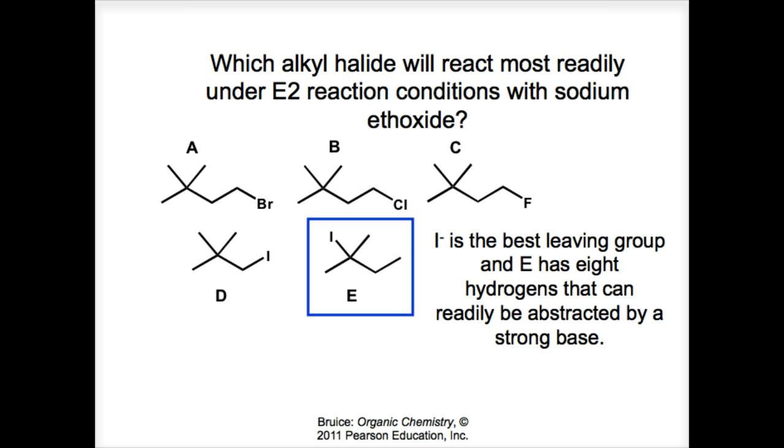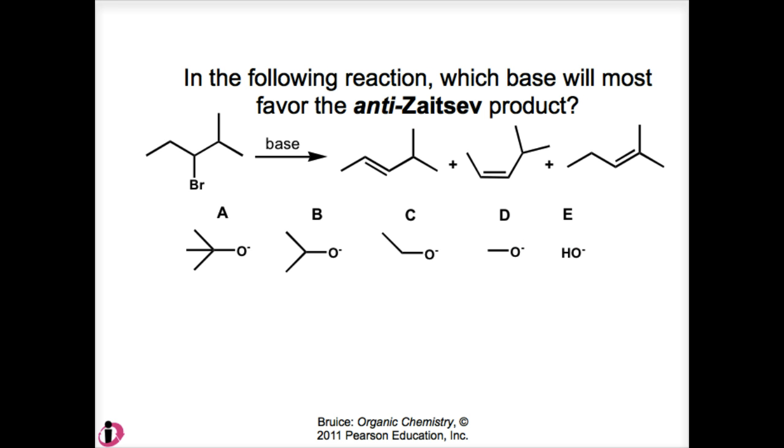By Zaitsev's rule, the beta carbon with the fewest hydrogens will lose one hydrogen to form the alkene. Now D, if you look at D, D does not have any hydrogens on the beta carbon. 0 hydrogens. So E2 cannot occur with D. Therefore, the correct answer must be E. And E, in fact, has 8 hydrogens that can be readily abstracted by the ethoxide base from the beta carbons. Okay, let's go to the second problem.